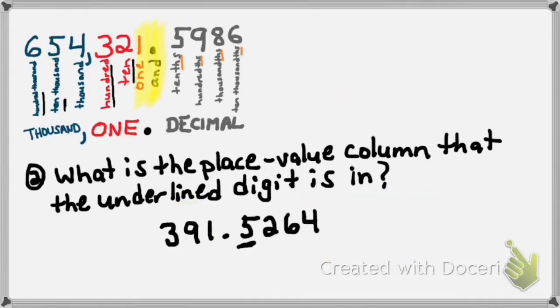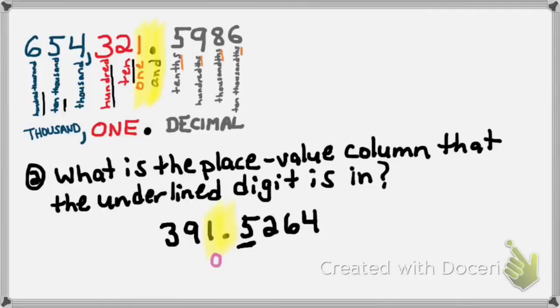Question number 2 says, what is the place value column that the underlined digit is in? And I see that my 5 is underlined. I need to know the place value column. So I'm going to take up my highlighter and I'll highlight my ones column and my decimal, because there's only one 1 and there's only one decimal. This is my ones column and this is my decimal. I'll label it O for my ones column.